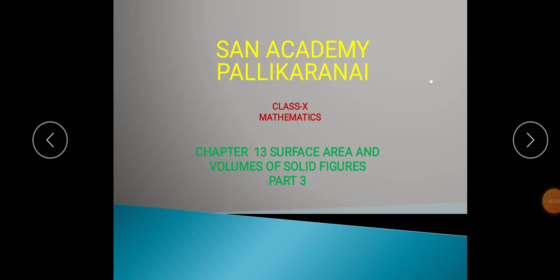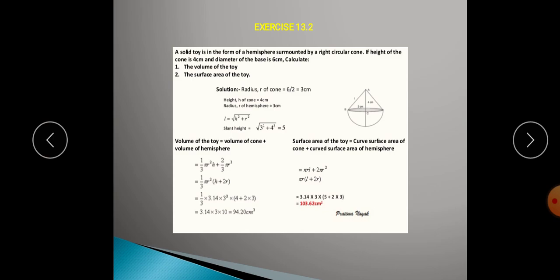We are going to learn Part 3 of Surface Areas and Volumes. We have already seen the combination of figures and the formulas in Part 1 and Part 2. Now concentrate on what happens when two solid figures are combined. Let me see the sums based on Exercise 13.2.